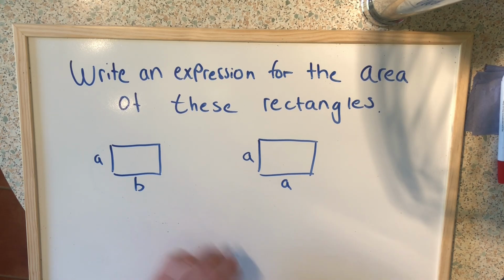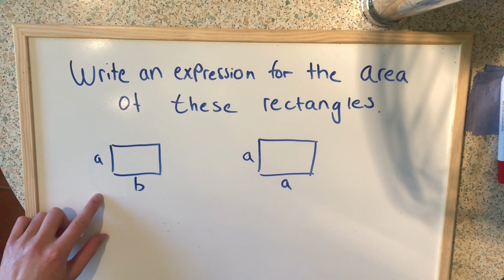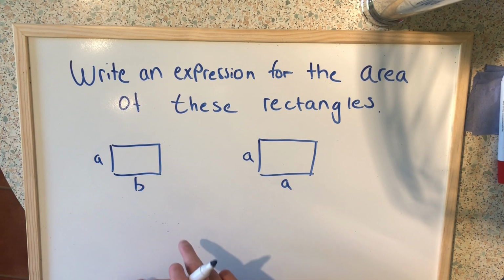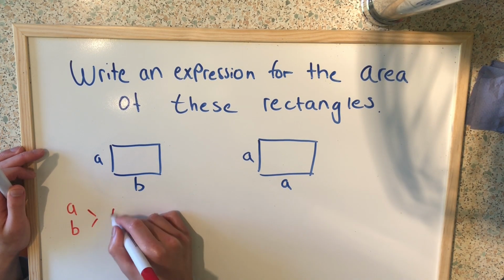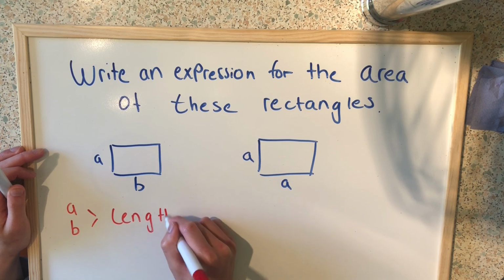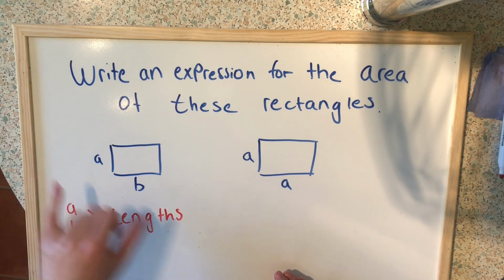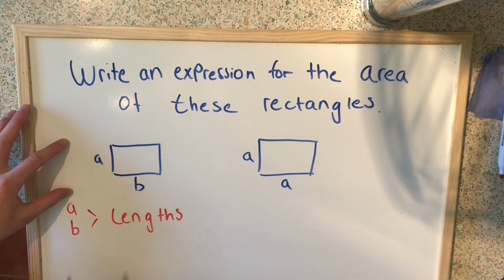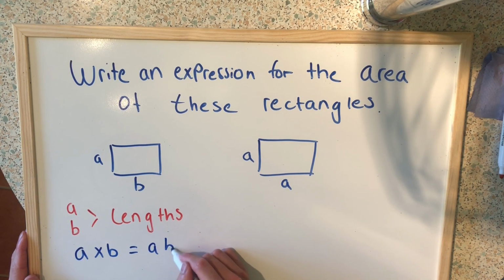So we've got a question, write an expression for the area of these rectangles. Our first one, we've got the height is A and the base is B. And these are lengths. So these are the measurements, the lengths of the height and the base. So if we want the area of this rectangle, we've got A times B. That's just simply AB.